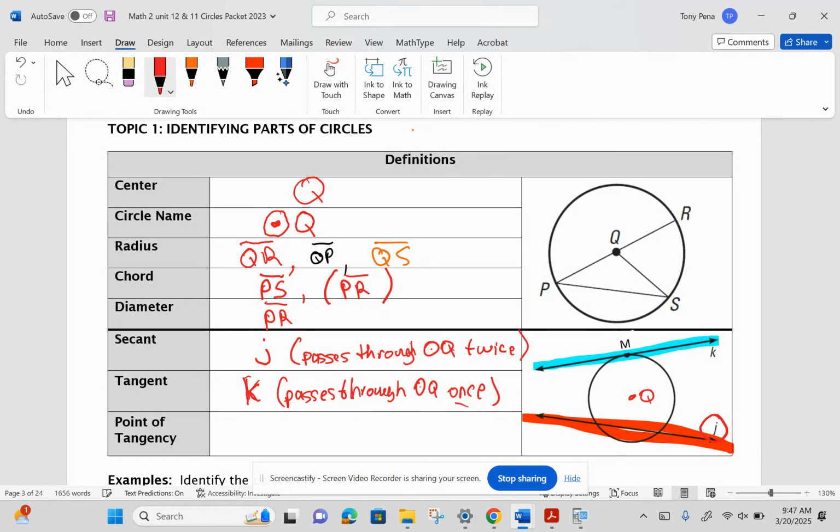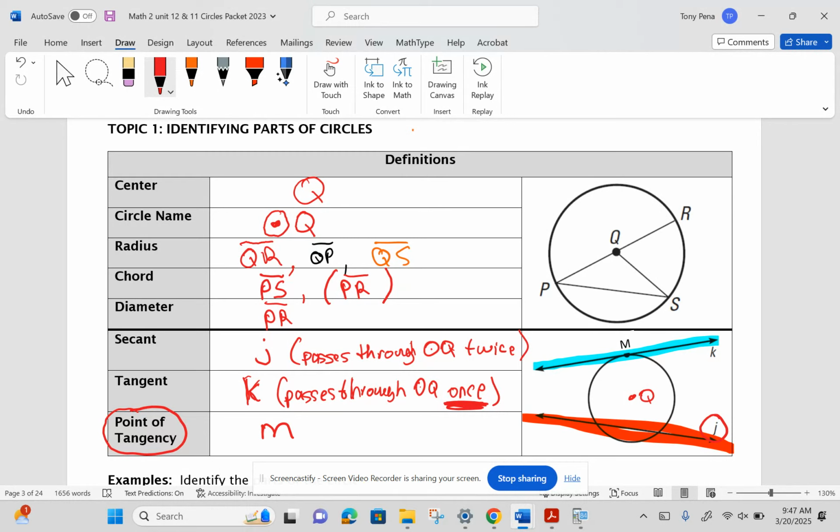All right, then when we touch that circle once and only once, that is what we call the point where we are tangent to the circle. So where is that blue line hitting the circle the one and only one time? M. So M is the point of tangency. It's where that blue tangent line touches the circle. Okay?